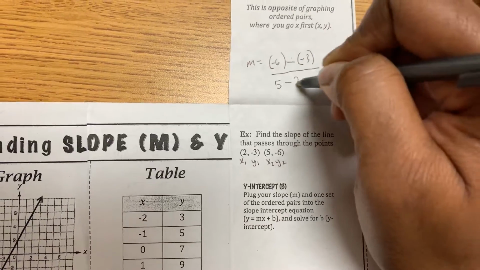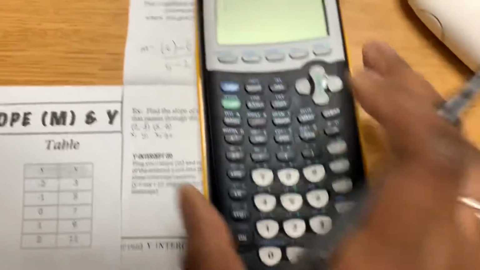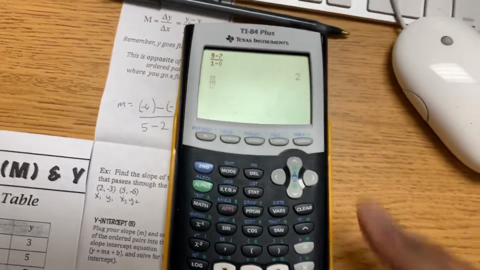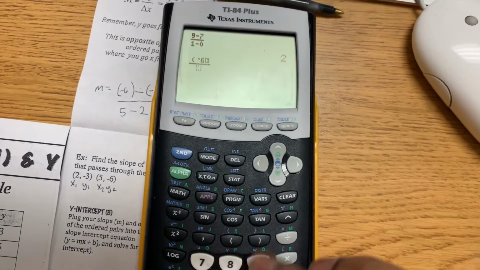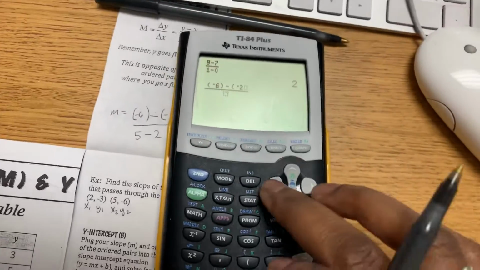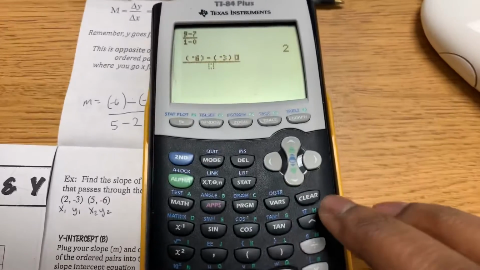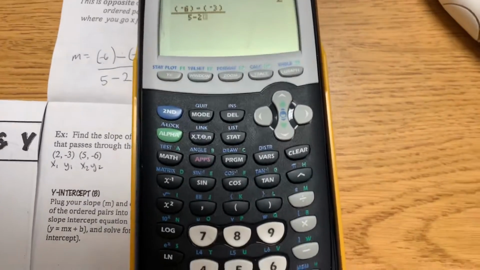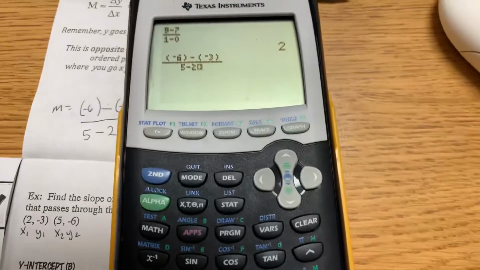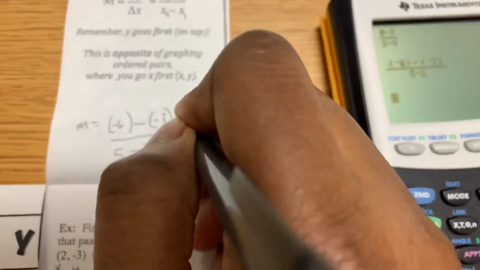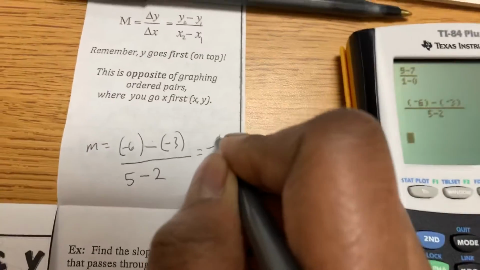5 minus 2. And again, I just have them put it in the calculator. Alpha y equals option 1 and enter. So it's parentheses -6, close parentheses, minus parentheses -3, close the parentheses, arrow down, 5 minus 2, and then hit enter. So my slope is -1.